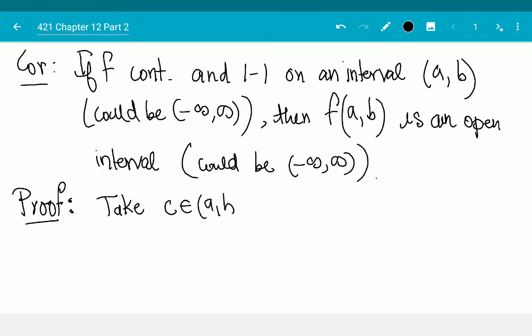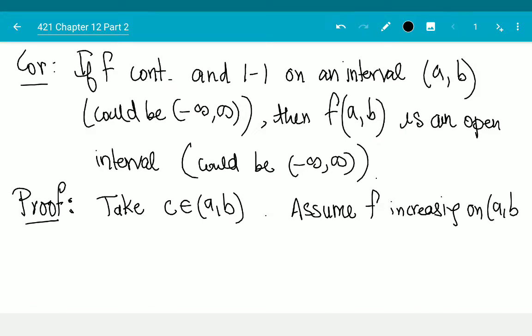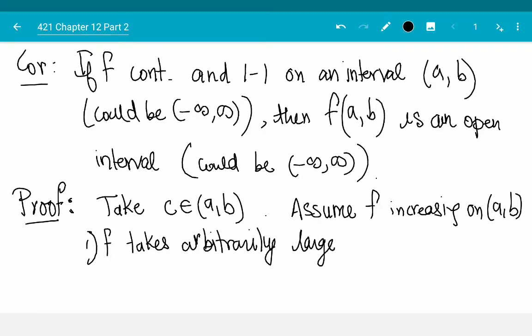c in (a, b). Okay, first of all, f is continuous and one-to-one on the interval (a, b) means either it is increasing or decreasing. So assume f is increasing on a to b. It doesn't matter if it's decreasing, the proof will be exactly reversed. So let us assume that it is increasing. Now you have two choices. One is that f is unbounded, so f takes arbitrarily large values as it goes to b, in which case the image is going to be up to infinity, right? So you'll get the infinity part.